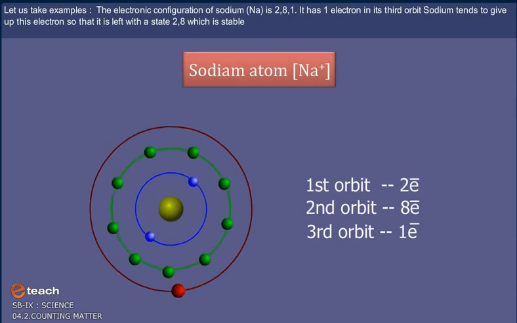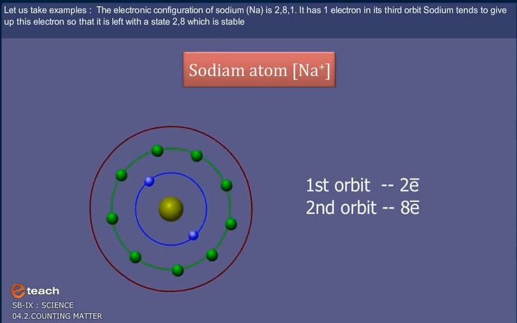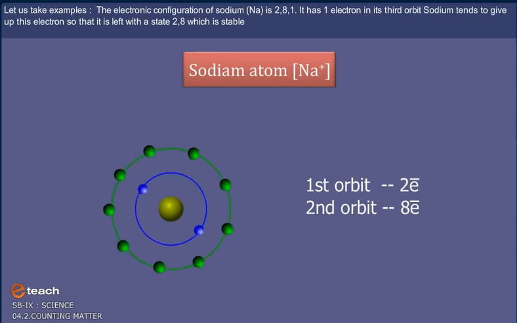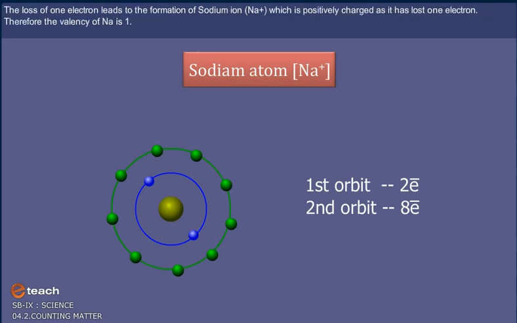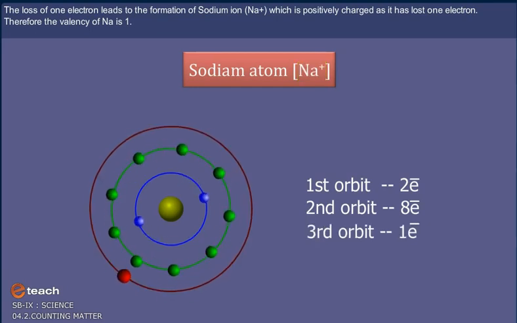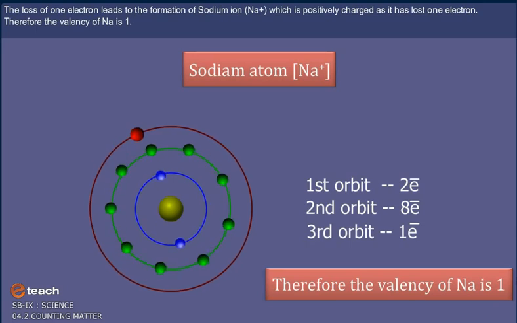The electronic configuration of sodium, Na, is 2, 8, 1. It has 1 electron in its third orbit. Sodium tends to give up this electron so that it is left with the state 2, 8, which is stable. The loss of 1 electron leads to the formation of sodium ion, that is Na+, which is positively charged as it has lost 1 electron. Therefore, the valency of Na is 1.